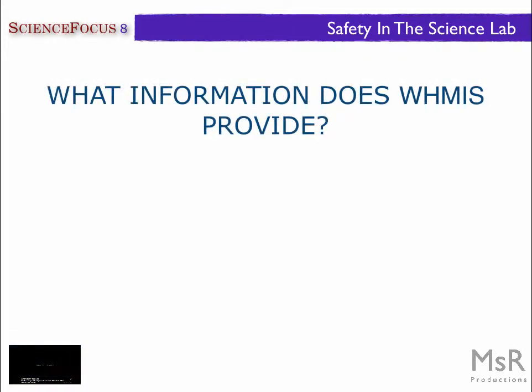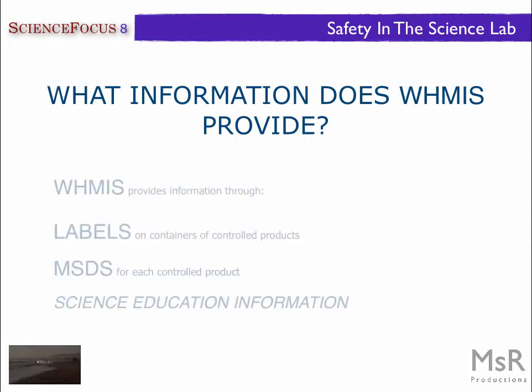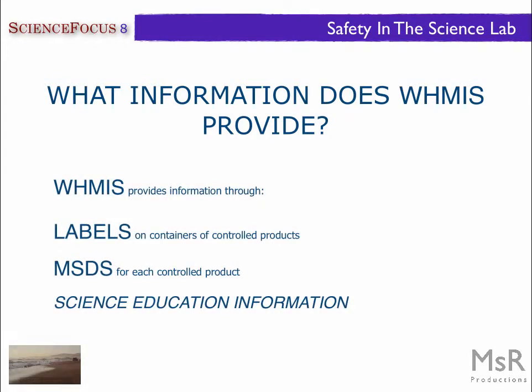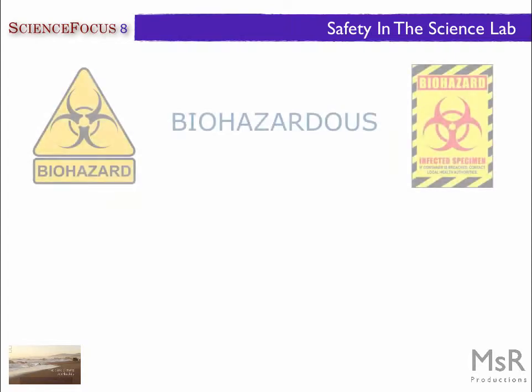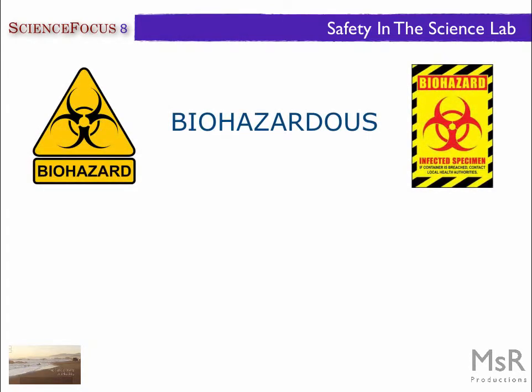WHMIS provides certain types of information. It provides information through labels on containers of controlled products, through MSDS for each controlled product, and science education information. Now, some of the symbols we're going to take a look at and just see a little closer what they stand for. So the following symbol you can see is representative of something that is biohazardous.